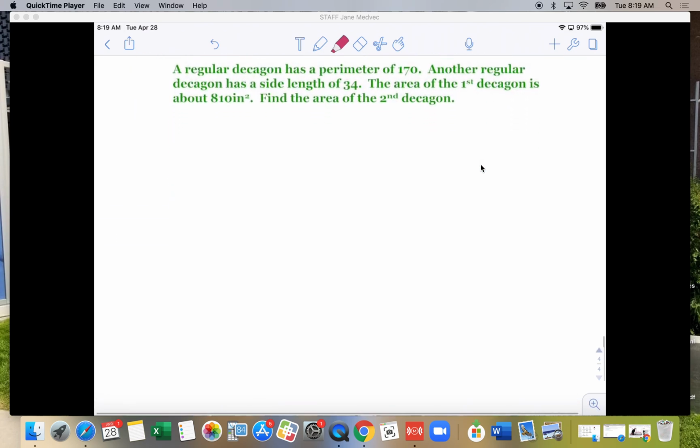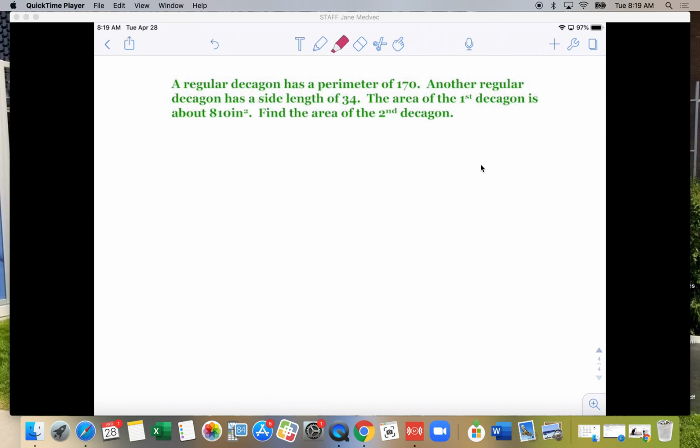All right, let's look at the last problem. A regular decagon has the perimeter of 170. Another regular decagon has side length of 34. The area of the first decagon is about 810 inches square. Find the area of the second decagon. So this is kind of a common problem that you would see on an ACT. And where it gets confusing is that there are several different shapes that they're talking about and lots of different measures. So my advice to you here is to kind of pick things out.